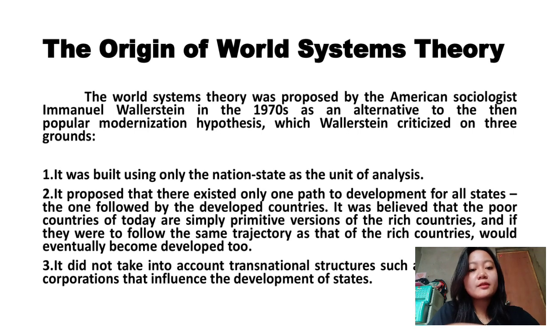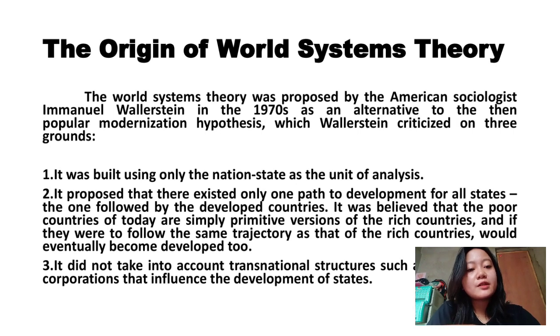Two, it proposed that there existed only one path to development for all states, the one followed by the developed countries. It was believed that the poor countries of today are simply primitive versions of the rich countries, and if they were to follow the same trajectory, they would eventually become developed too. Three, it did not take into account transnational structures such as large business corporations that influence the development of states.